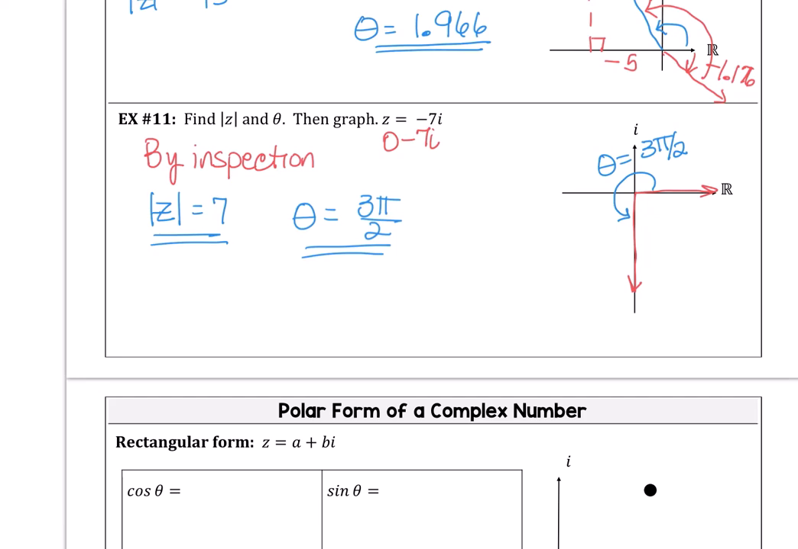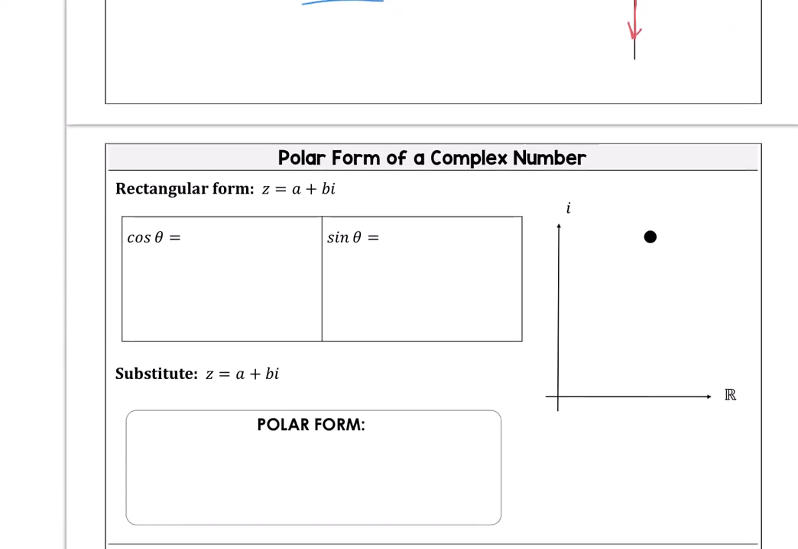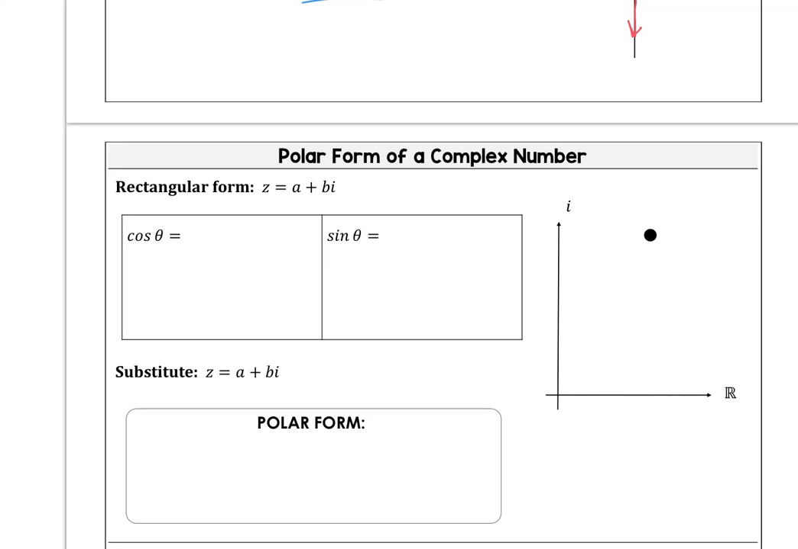Polar form of a complex number. Again, this is something that you can use in a BC calculus class. The cosine of theta is the a value divided by the r value. So a is r cosine theta, just like we saw before. X is r cosine theta. Y is r sine theta. So b is r sine theta, because we are using a and b. A for the real number part.